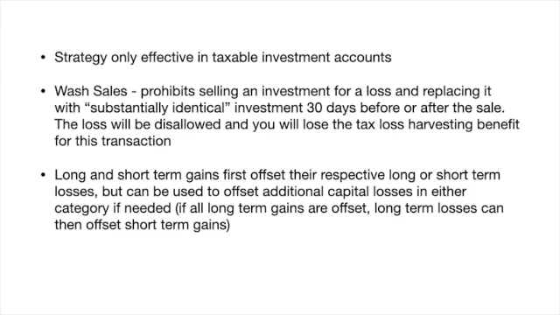So long-term capital losses go to offset long-term capital gains. And then if there's short-term gains left after and there's additional losses, then those long-term losses can go and offset those short-term gains. So they start with like kind, but if there's extra left over, they can offset the other kind of capital gain, long or short.